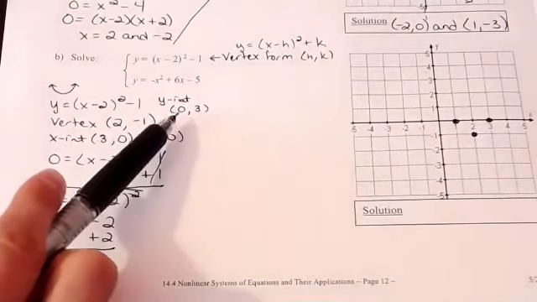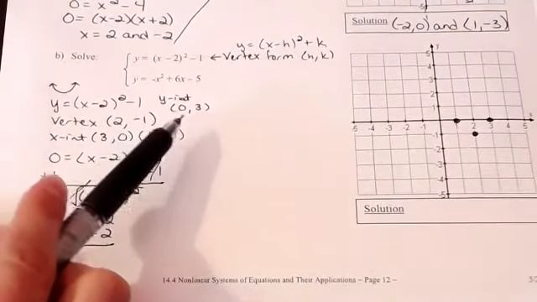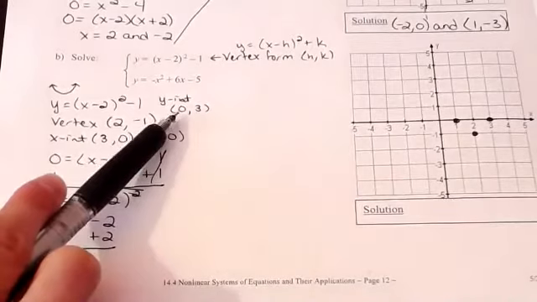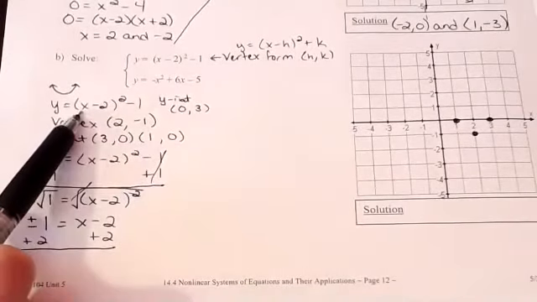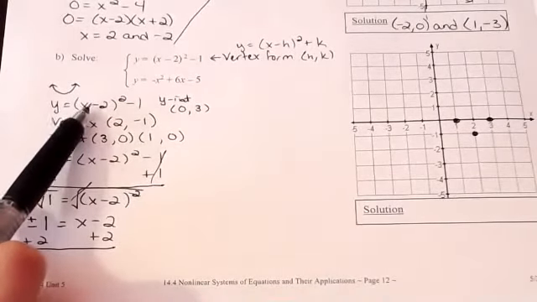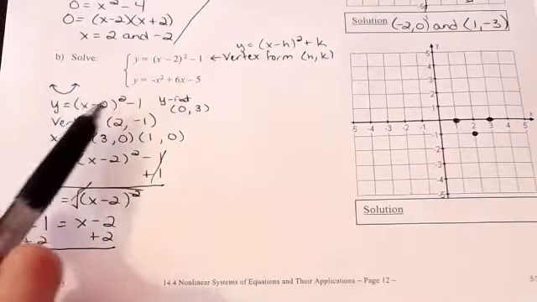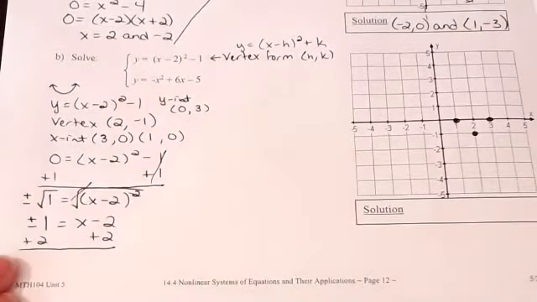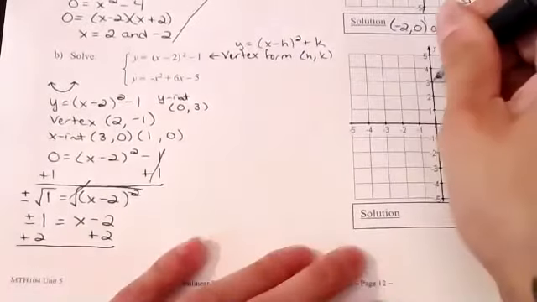I apologize, I didn't write it down. There's just so little bit of space here. Remember, just take that 0 for x, plug it in. 0 minus 2, that's a negative 2 squared is a positive 4. 4 minus 1 is 3. So 0, 3 is my y-intercept.